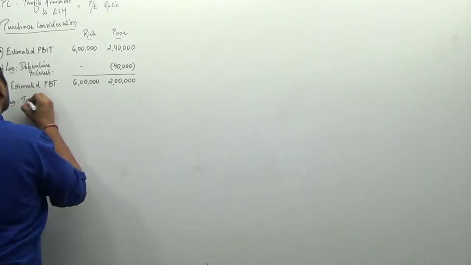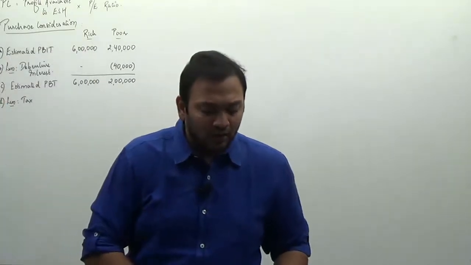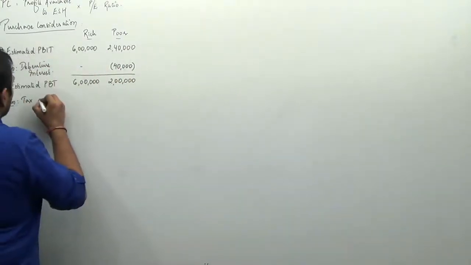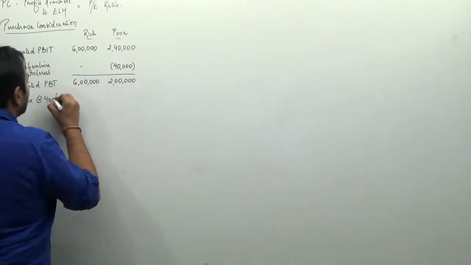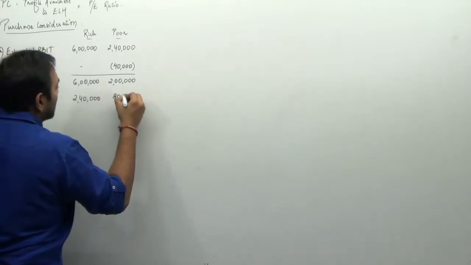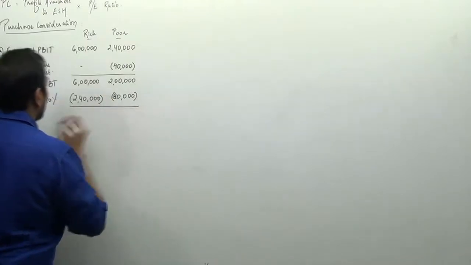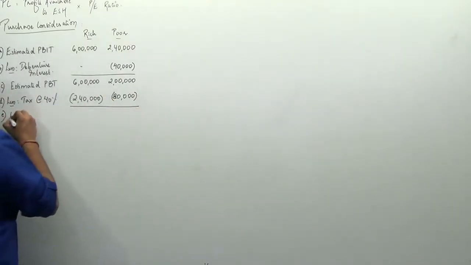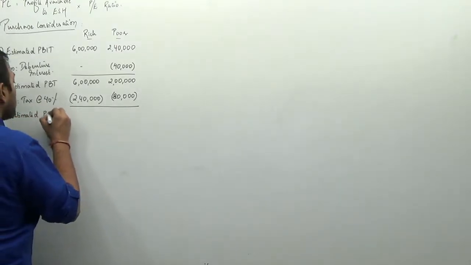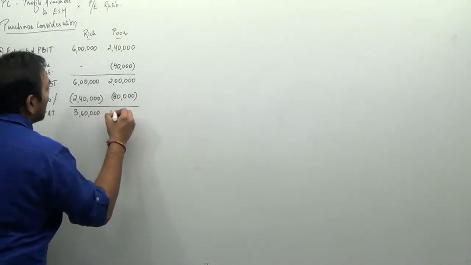Less tax. Turn to the last line of the question. Assume that the corporate tax rate is 40%. This is assumed as 40%. So this is 2,40,000 and this is 80,000. So this is my estimated PAT. ₹3,60,000 and ₹1,20,000.